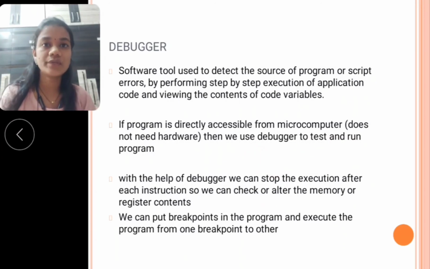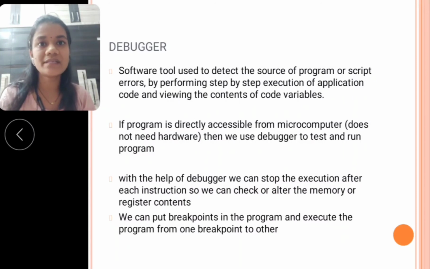So what is the condition? If the program is directly accessible from the microcomputer, meaning there is no need of hardware, then we use the debugger for running the program. With the help of the debugger, we can stop execution after each instruction. Just now I said that while using the debugger, we run stepwise execution, so it is possible to stop the execution after each instruction.